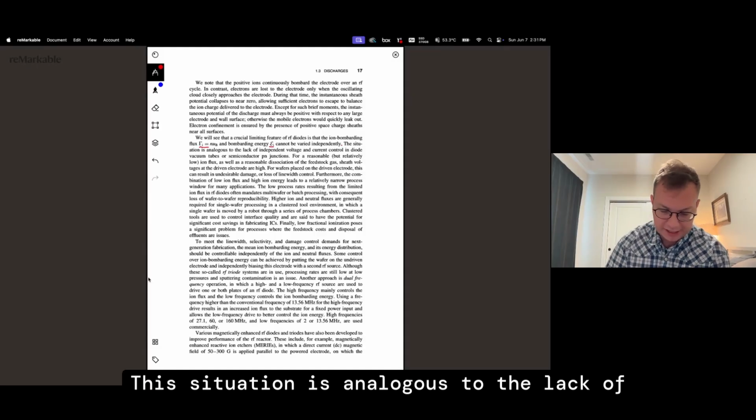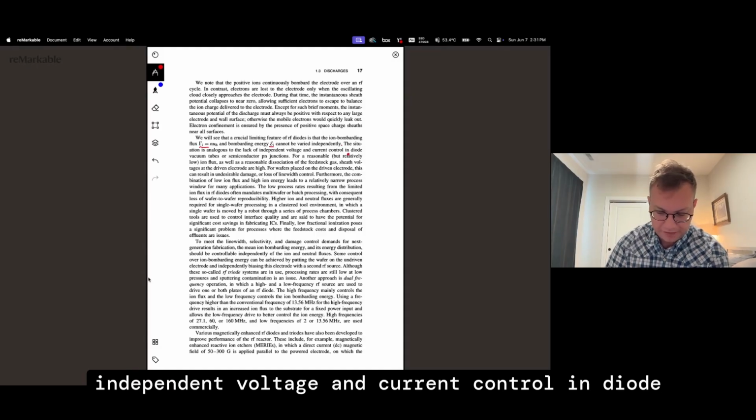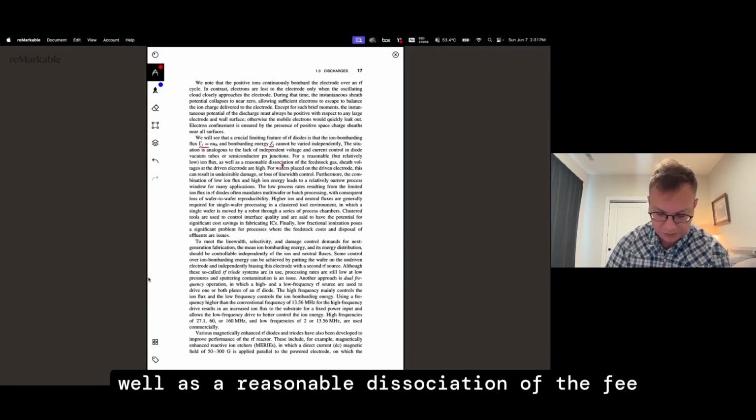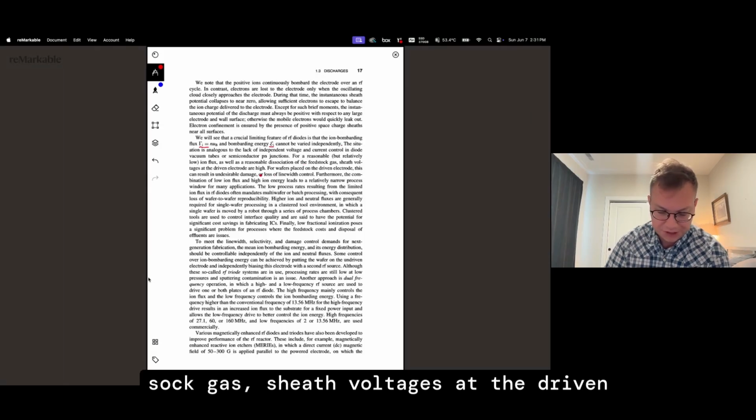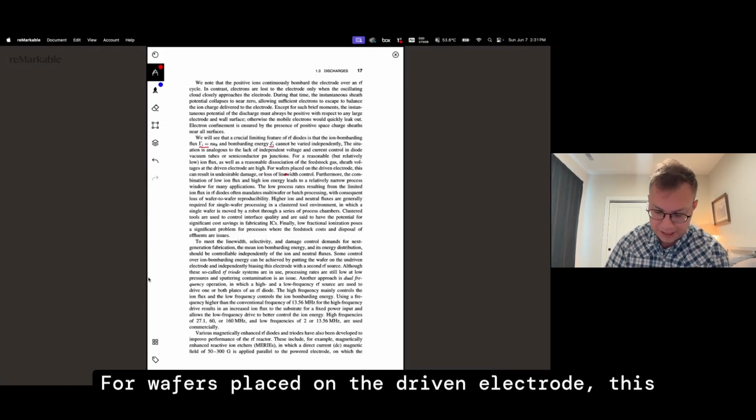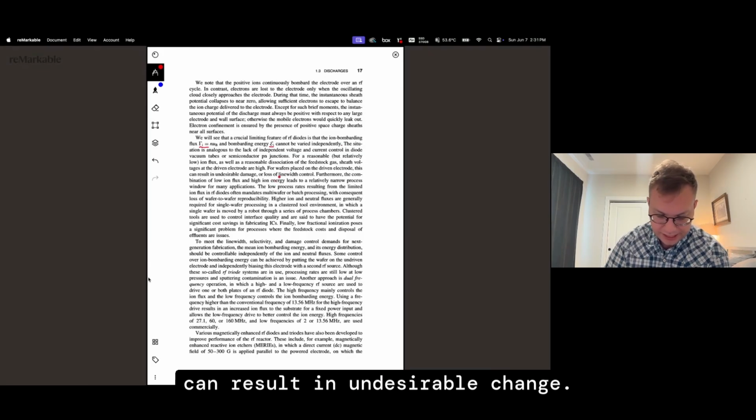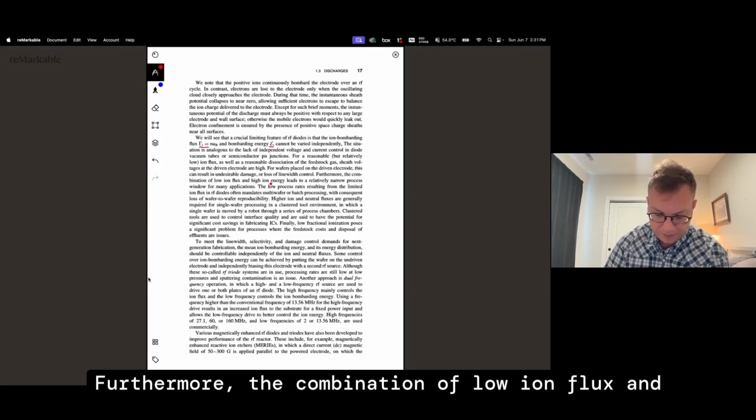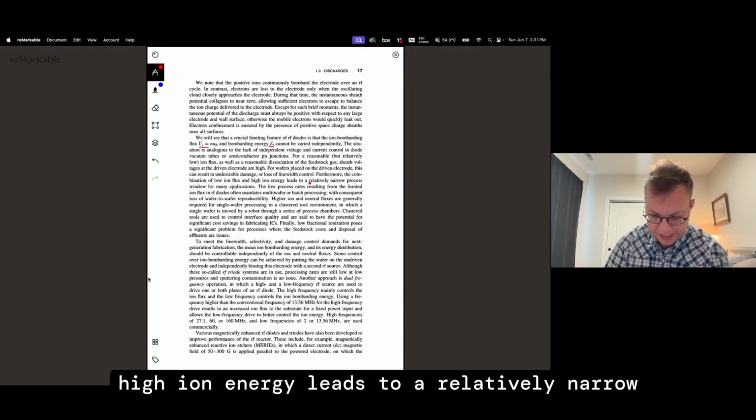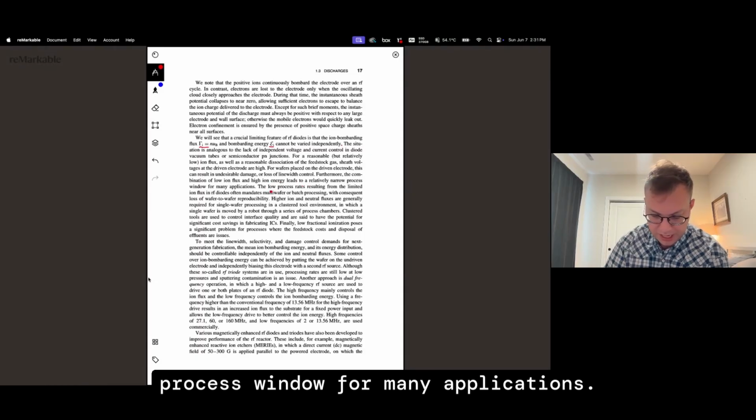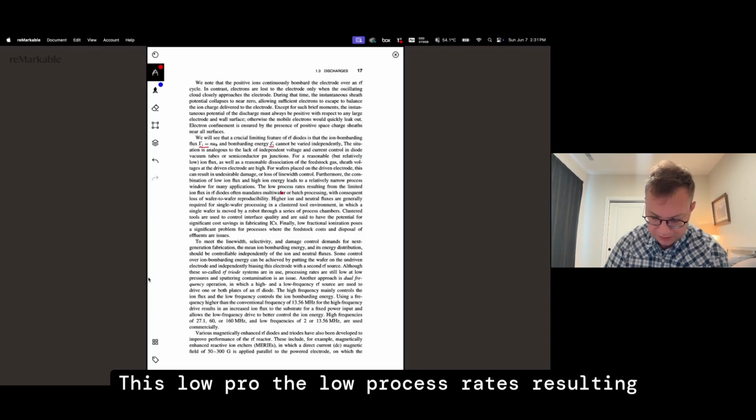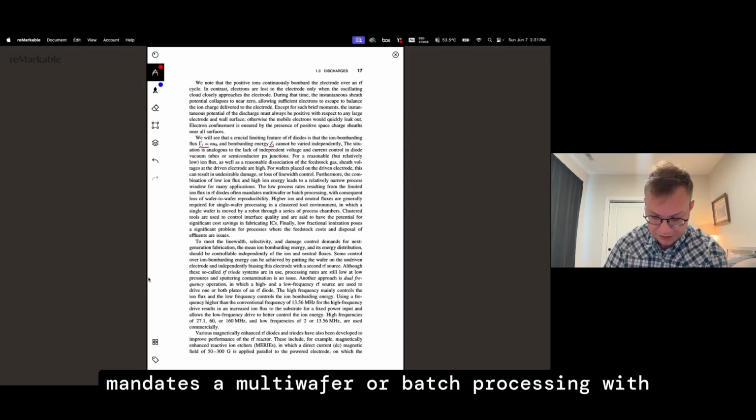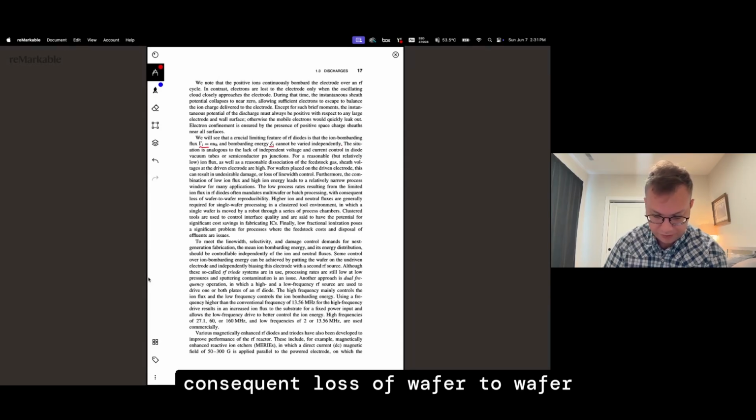This situation is analogous to the lack of independent voltage and current control in diode vacuum tubes or semiconductor PN junctions. For a reasonable but relatively low ion flux, as well as a reasonable dissociation of the feedstock gas, sheath voltages at the driven electrode are high. For wafers placed on the driven electrode, this can result in undesirable damage or loss in line width control. Furthermore, the combination of low ion flux and high ion energy leads to a relatively narrow process window for many applications. The low process rates resulting from limited ion flux in RF diodes often mandate multi-wafer or batch processing with consequent loss of wafer-to-wafer reproducibility.